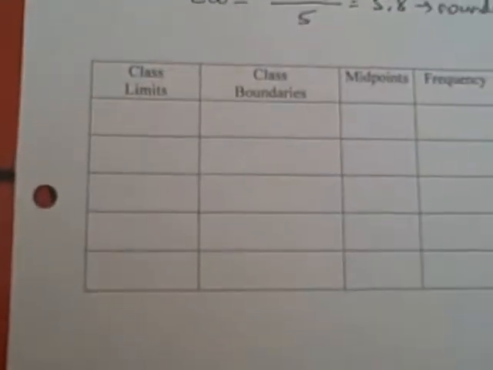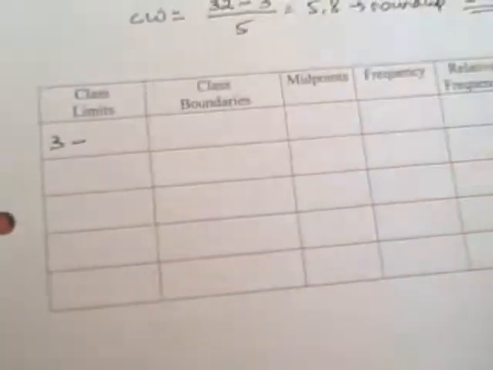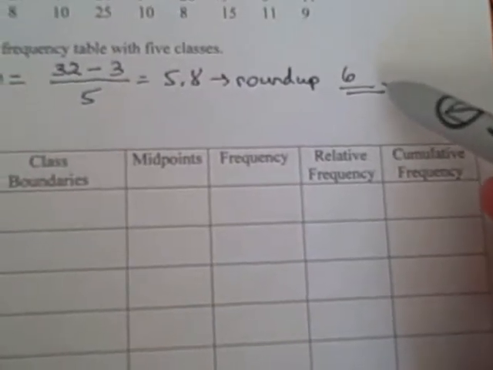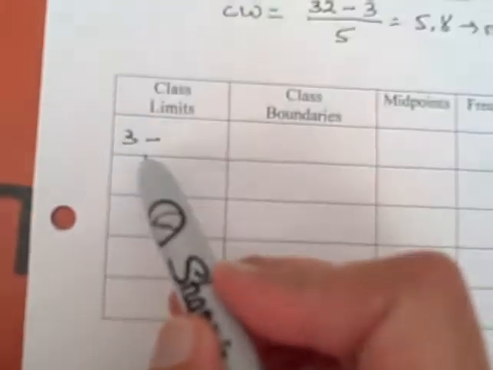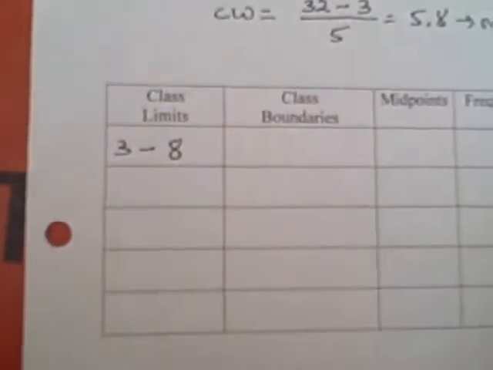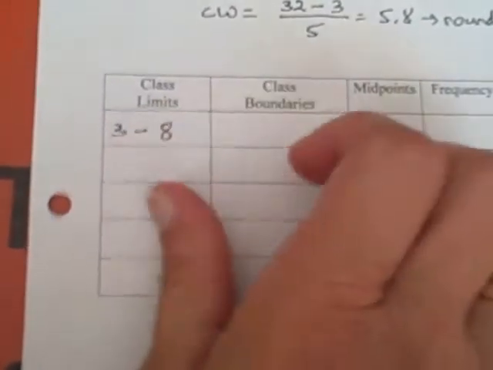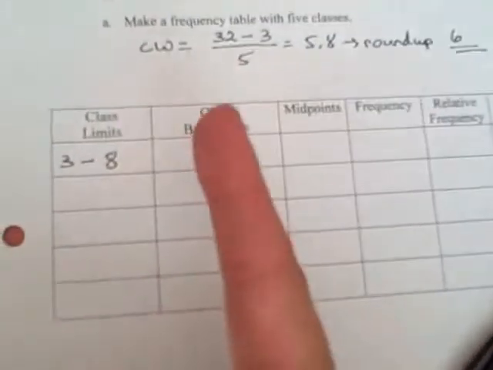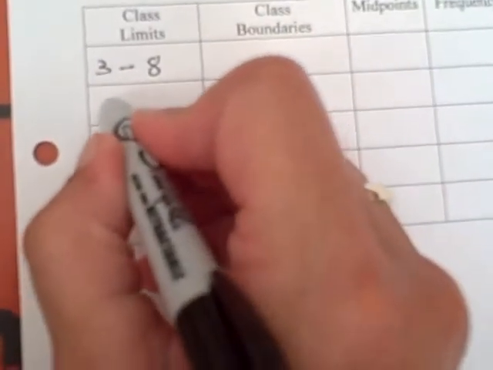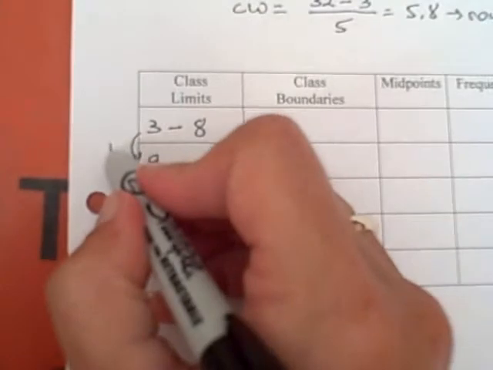To get our class limits, we start with the smallest data value, which is a 3. Now, we want 6 values here. We've already got a 3, so we need 5 more. 3 plus 5 is 8. So our first class limits are going to be 3 to 8. If you think about it, you've got 3, 4, 5, 6, 7, 8. That is 6 values. Now when we go down to the next one, we ended at 8, so it's going to start at 9. If you notice, 3 plus our class width of 6 is 9. So on our way down, we are adding 6.